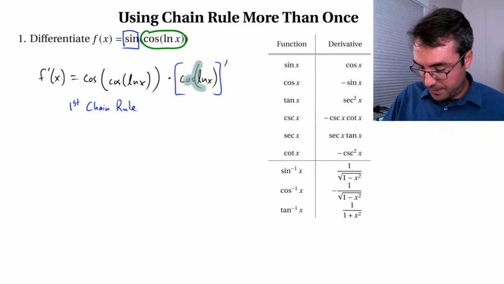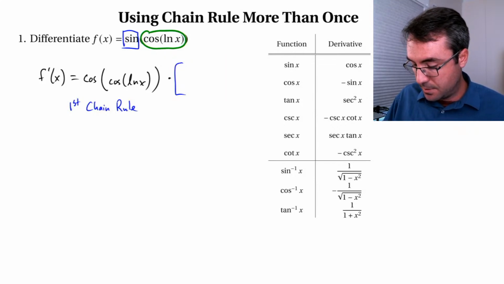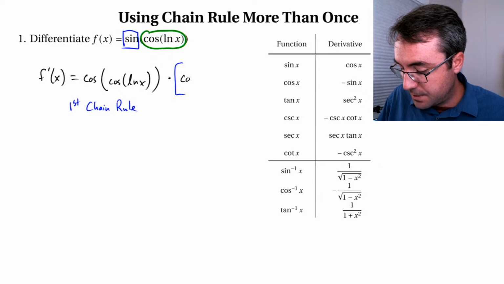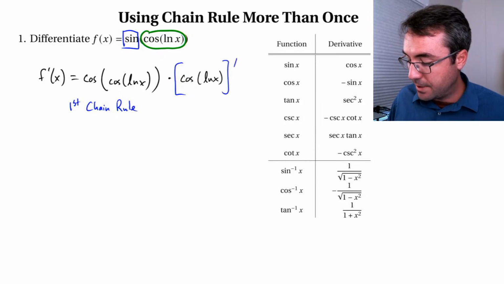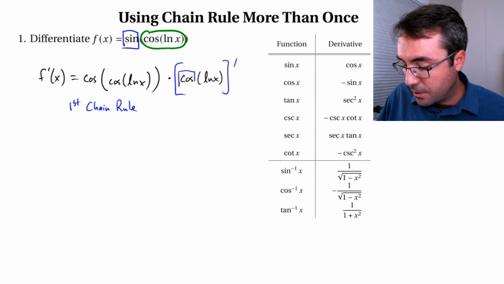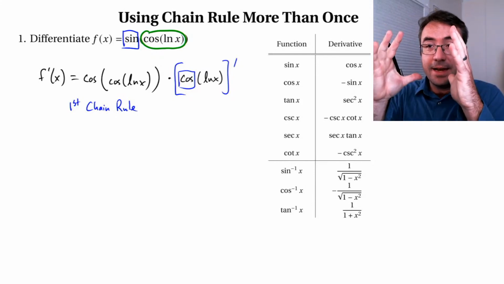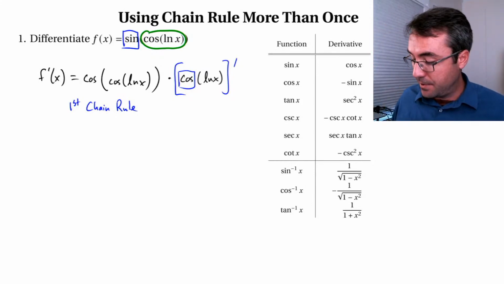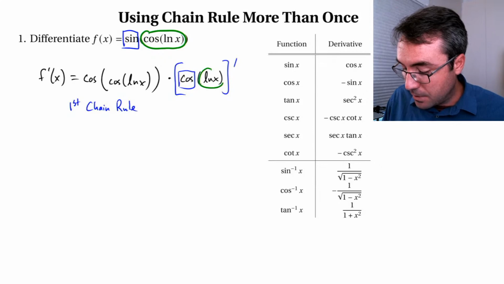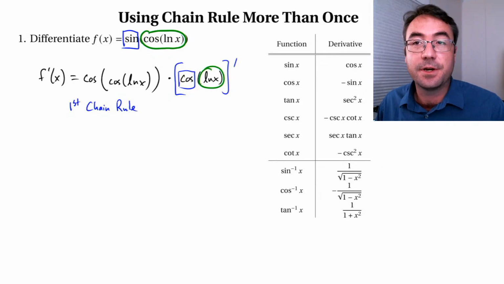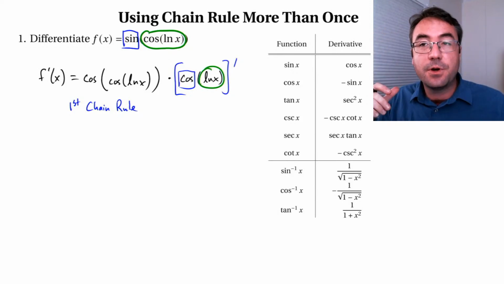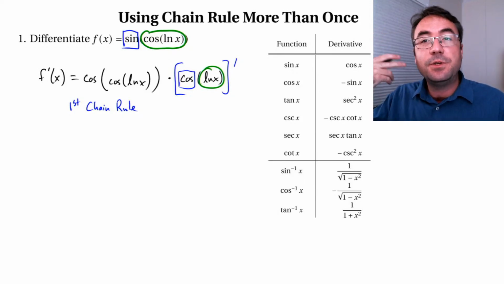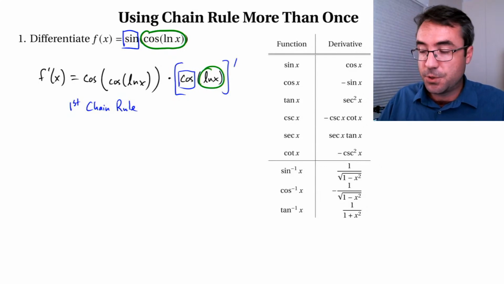And I'm going to write this a little bit nicer. So we have cosine of natural log x. And we want to do the derivative of this now. And so when we look at this, if we just consider that, cosine is an outer function, and natural log x is the inner function. So when we just focus in on doing the derivative of cosine natural log x, we have to use a second instance of chain rule. So we're going to do it again.